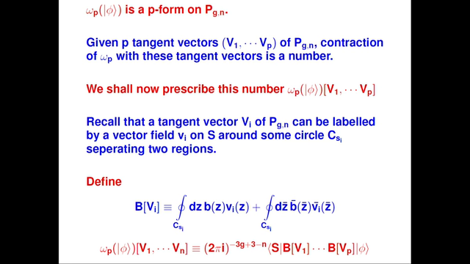I have already defined the surface state S. Now, instead of taking the matrix element of the inner product of S with phi, we insert these operators B V1 up to B Vp, and then take the inner product with phi.